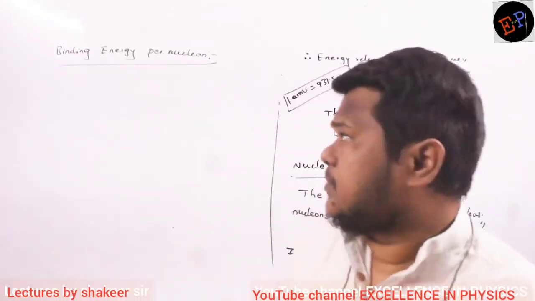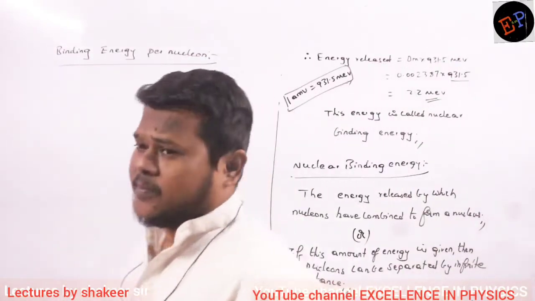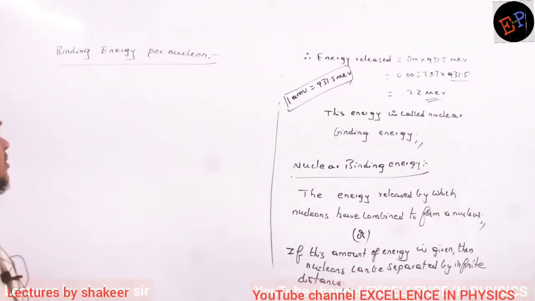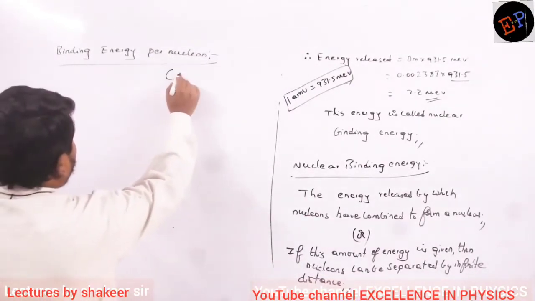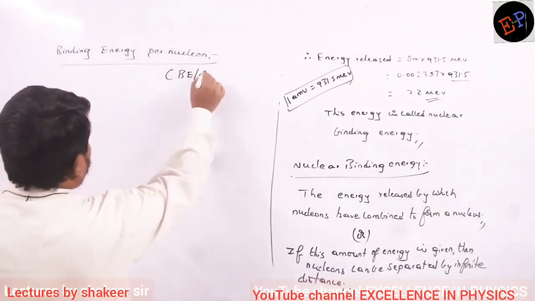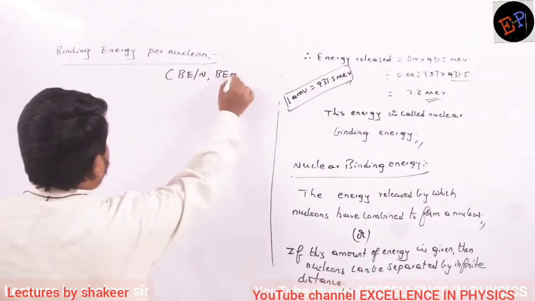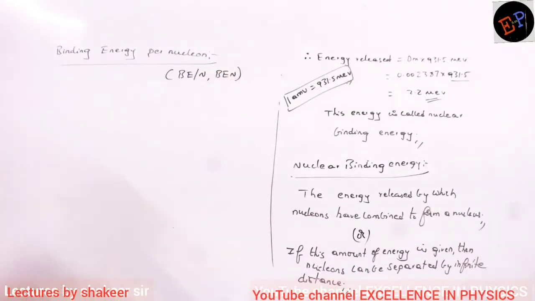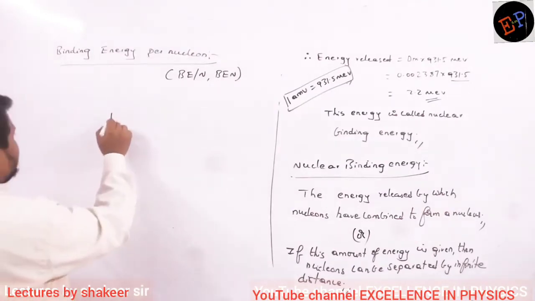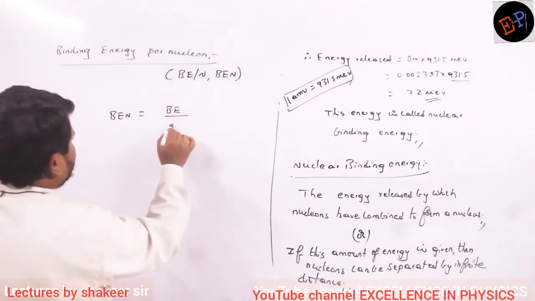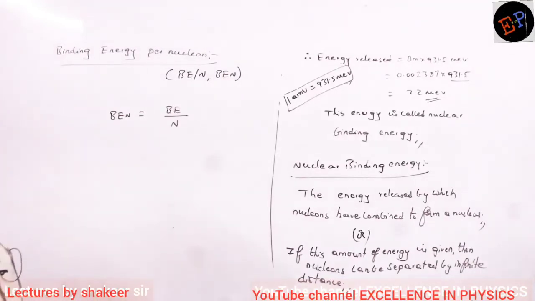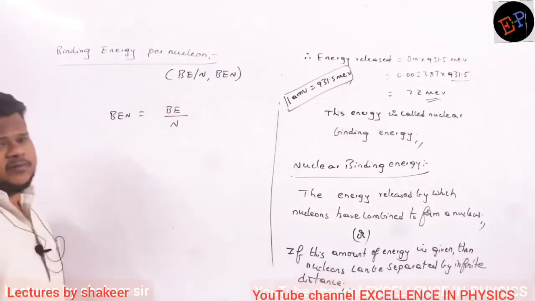That is binding energy per nucleon. Okay? So what is meant by binding energy per nucleon? It is called BEN. BE per N, or just you can call it as BEN, binding energy per nucleon. Okay, so BEN means what? Total binding energy divided by number of nucleons. Okay, that is called as binding energy per nucleon.